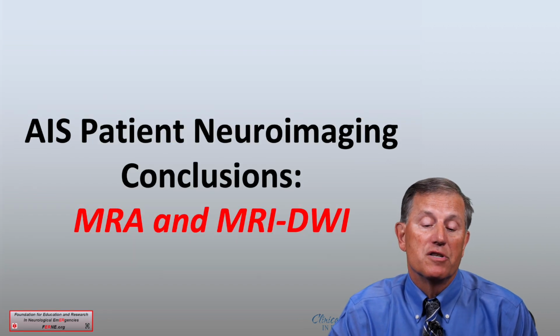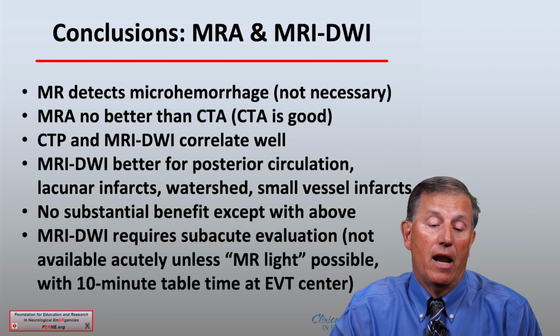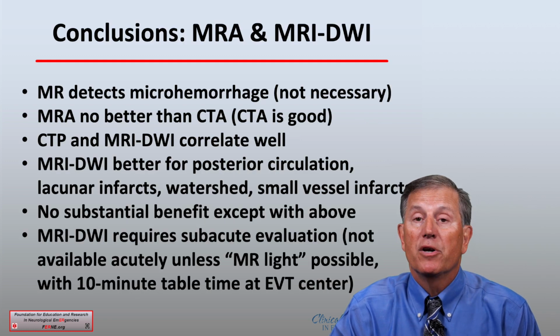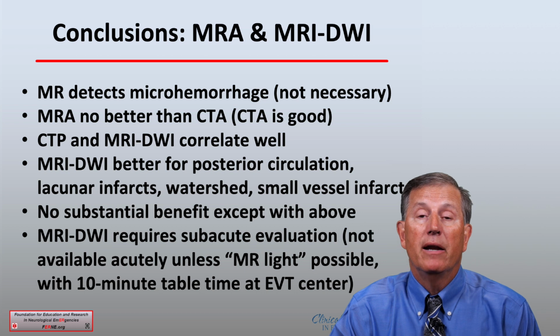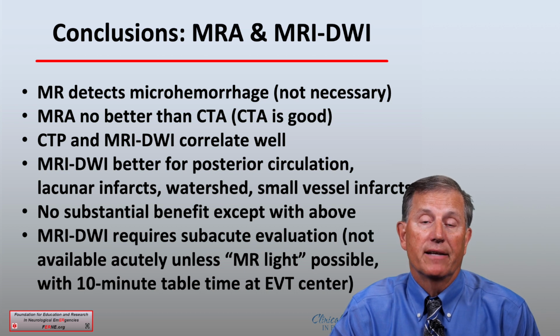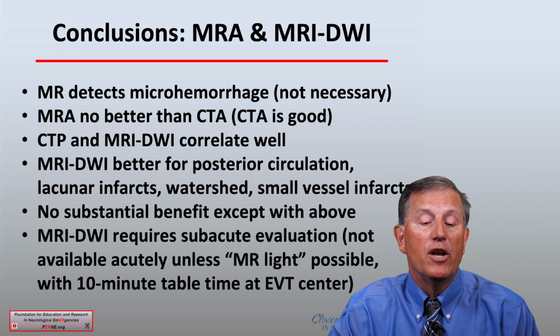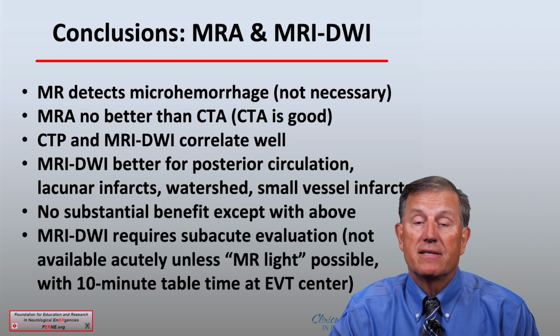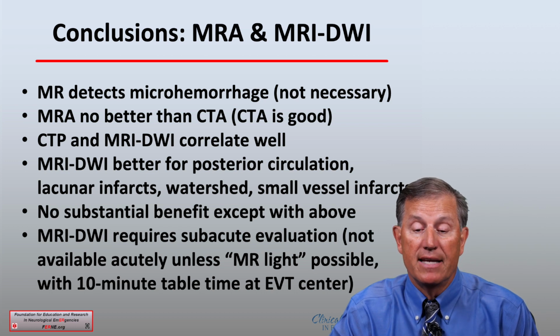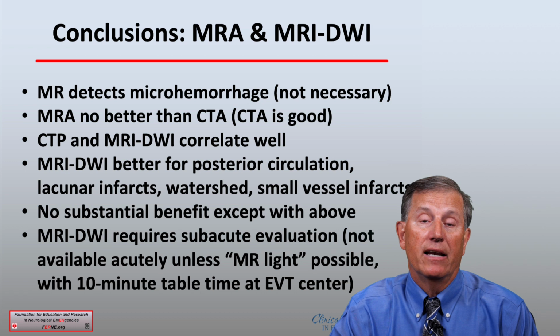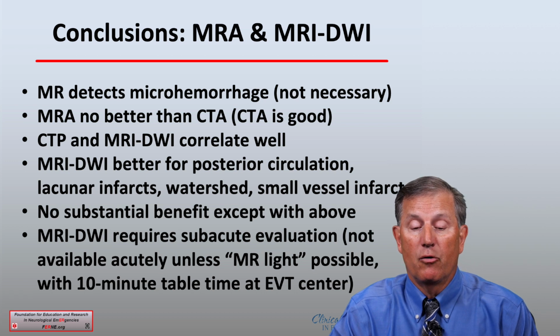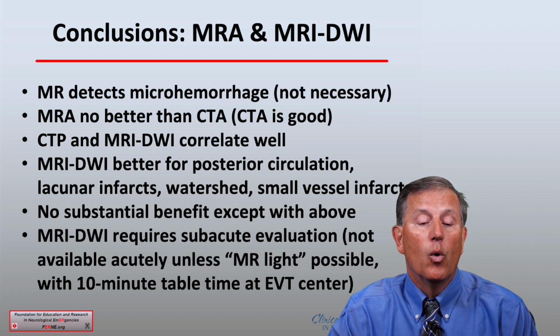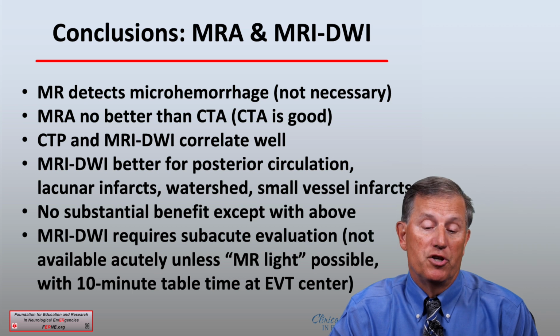What are our conclusions about MRA and MR-DWI? We know that MR does detect microhemorrhage, but this isn't necessary. A non-contrast CT alone for detecting hemorrhage is okay. We know that MRA is no better than CTA because CTA is quite good at determining the site of a lesion in the craniovascular system. We know that CTP perfusion and MR DWI correlate well.